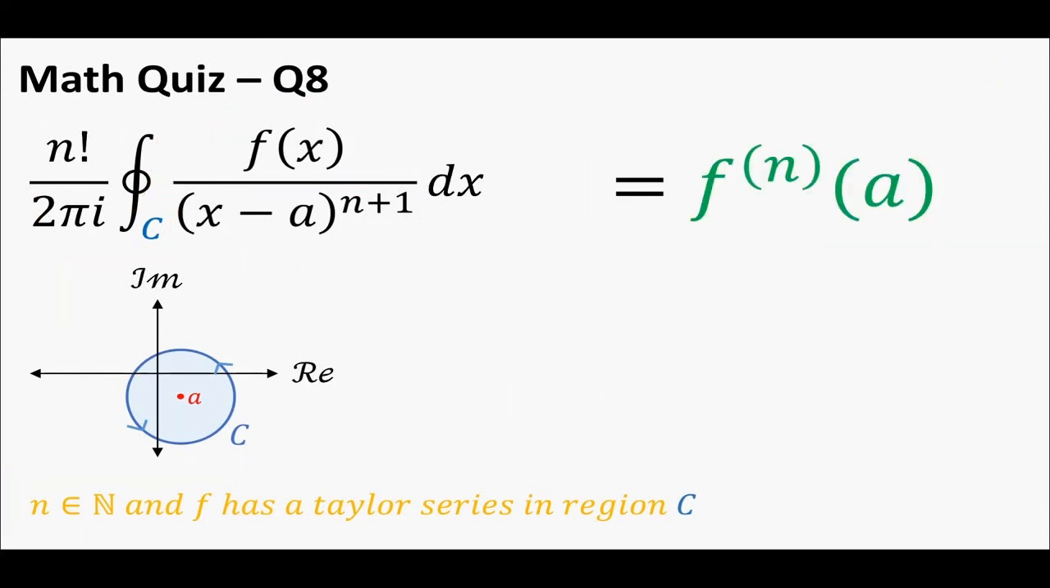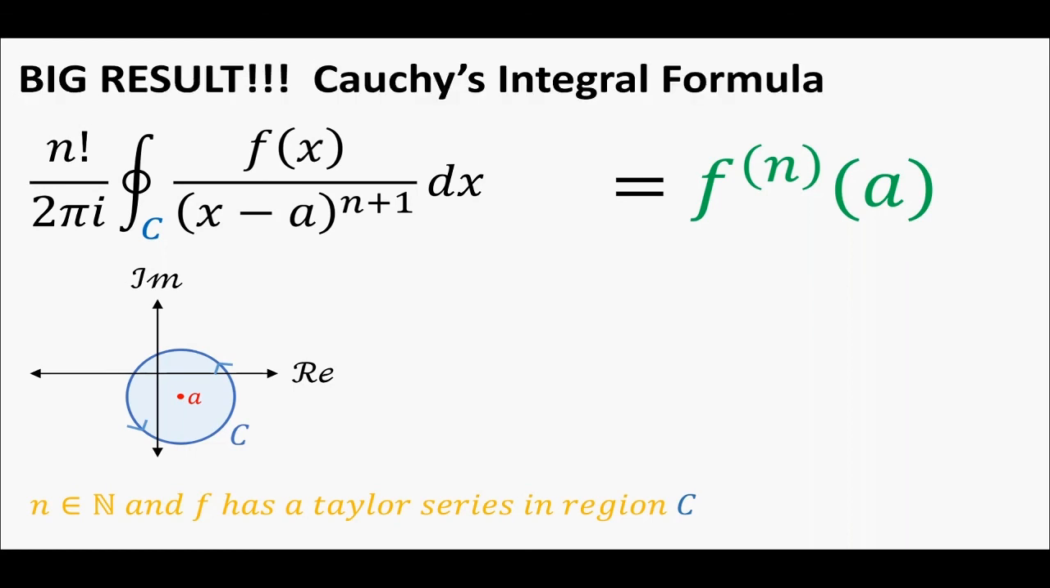And let's see if I'm right. Oh, yep, it looks like I'm right. The nth derivative of f evaluated at a is equal to this. And this, my friends, is the Cauchy integral formula. It is the generalized version. And this is one of the most powerful formulas that we have come across so far. This is a big result. Big deal.